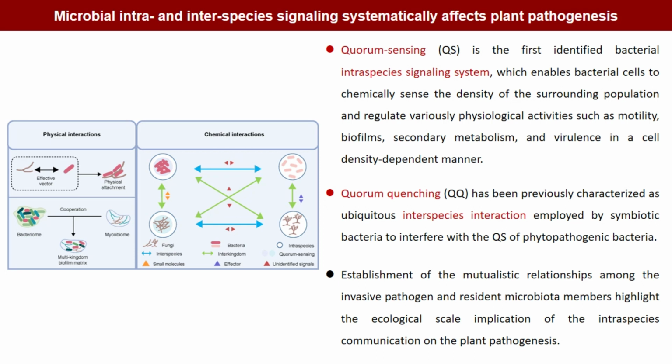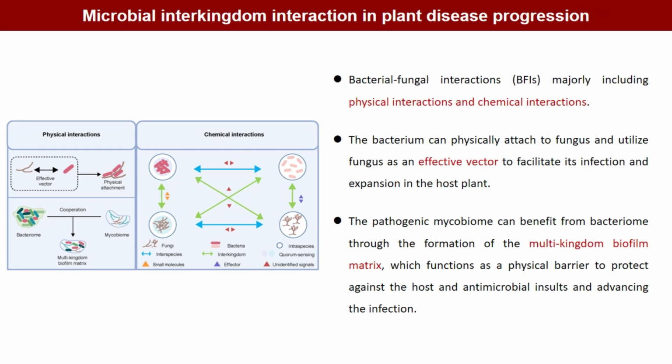Quorum quenching has been previously characterized as ubiquitous interspecies interaction employed by symbiotic bacteria to interfere with the QS of phytopathogenic bacteria. Establishment of the mutualistic relationships among the invasive pathogen and resident microbiota members highlights the ecological scale implication of the intraspecies communication on the plant pathogenesis. Therefore, further efforts are expected to explore the group behavior involved in pathobiome-coordinated infection in host plants.